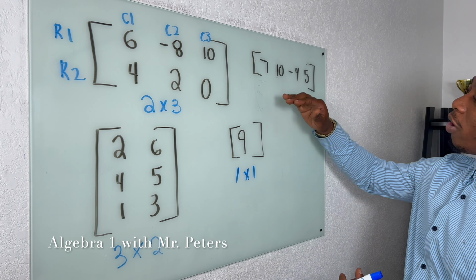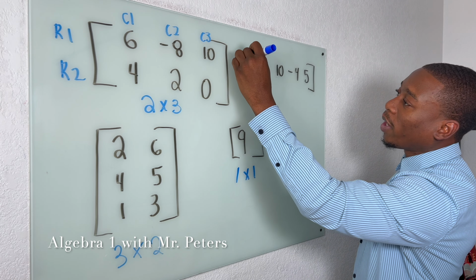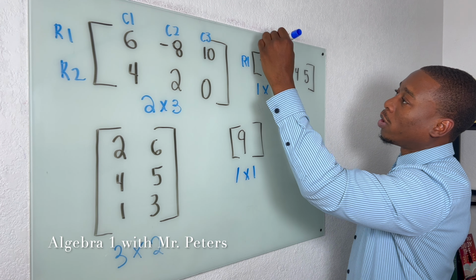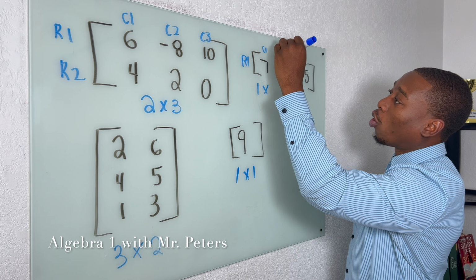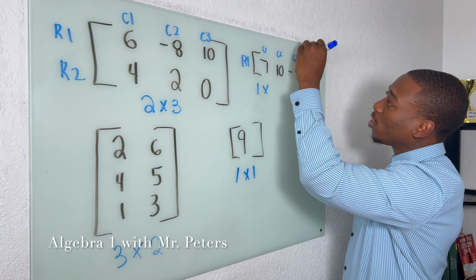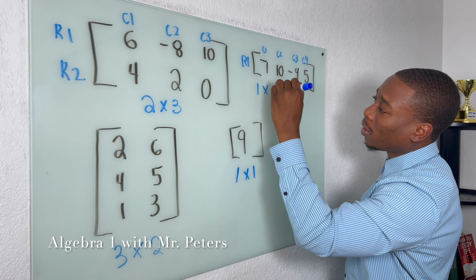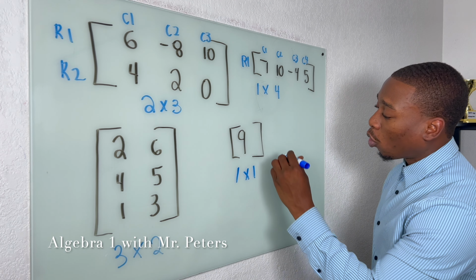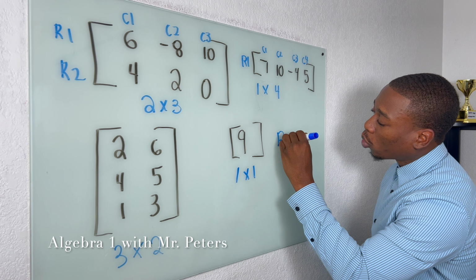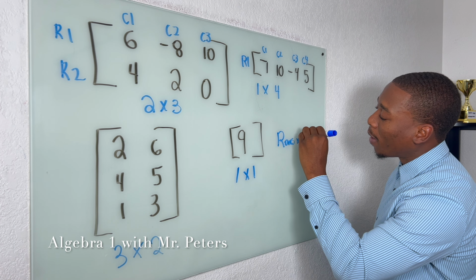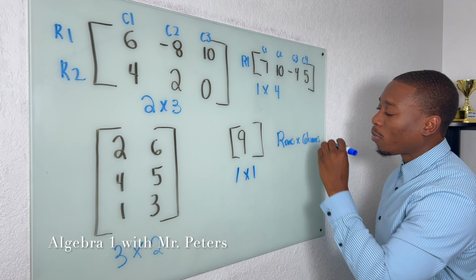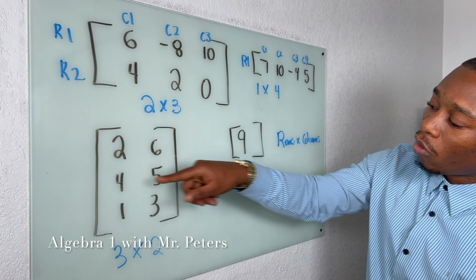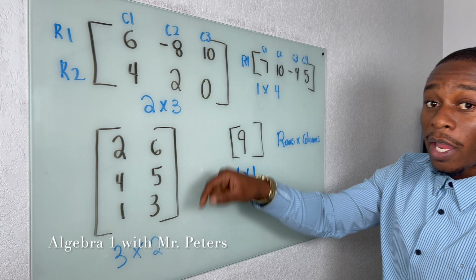And then when we look at our last example, we have 1 row times 4 columns. So this is a way that we would list our dimensions for the matrices. We're always going to go rows times the amount of columns. And just remember, rows run left to right, columns run up and down.